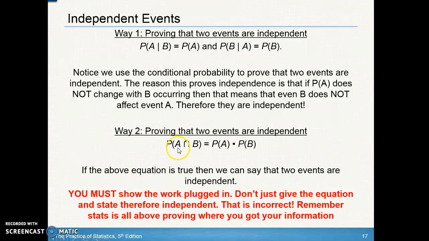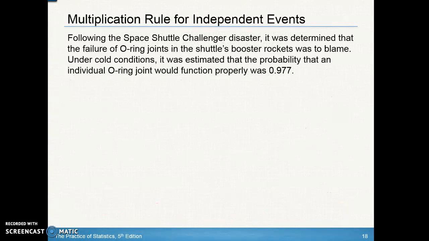All right, so you want to actually show what these numbers are. You can just leave this like it is, show the numbers directly underneath it. If they're equal, independent; not equal, not independent. All right, so let's take a look at this next question, using the multiplication rule for independent events.